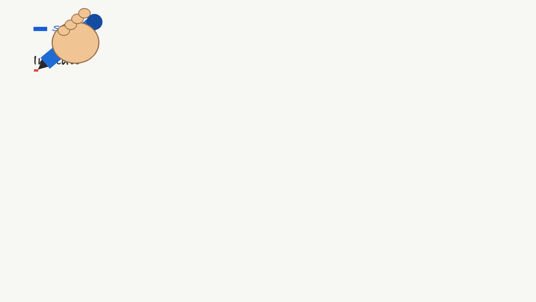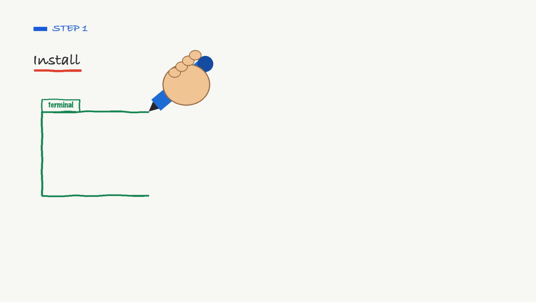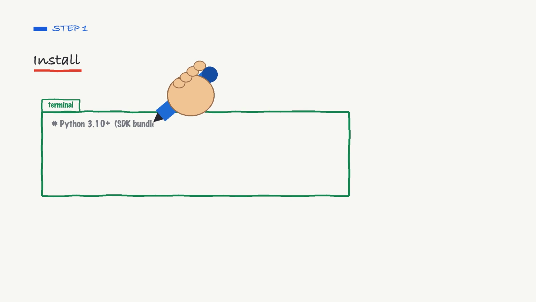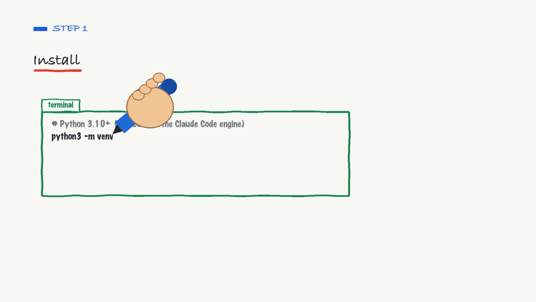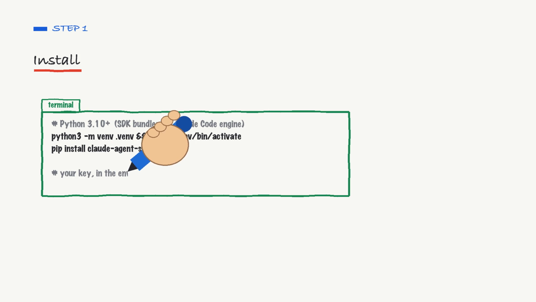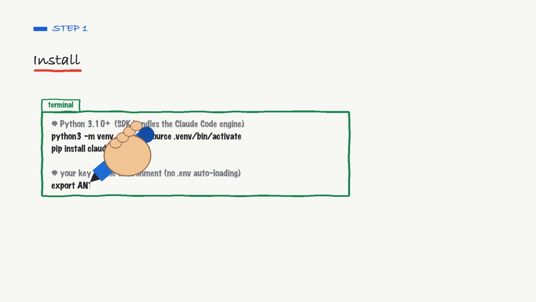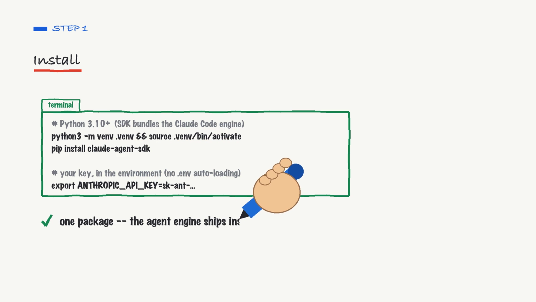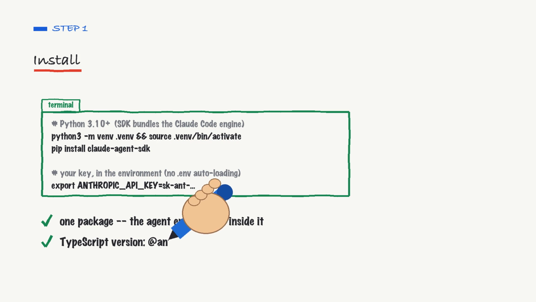Step 1. Setup. You need Python 3.10 or newer. Make a virtual environment, then pip install claude-agent-sdk. That one package bundles the entire Claude Code engine, no separate install. Put your Anthropic API key in the environment, and note, the SDK reads the real environment. It does not auto-load .env files, a classic gotcha. TypeScript folks, the same SDK ships as @anthropic-ai/claude-agent-sdk on NPM.